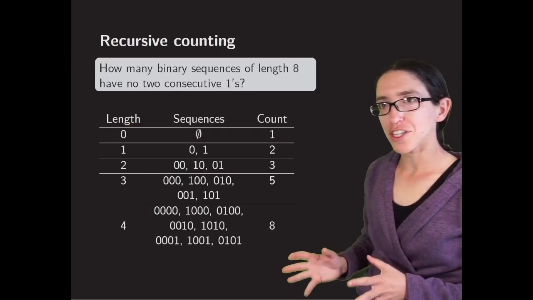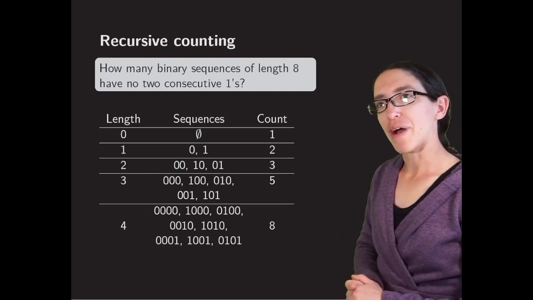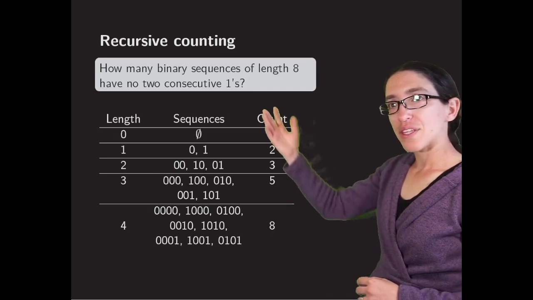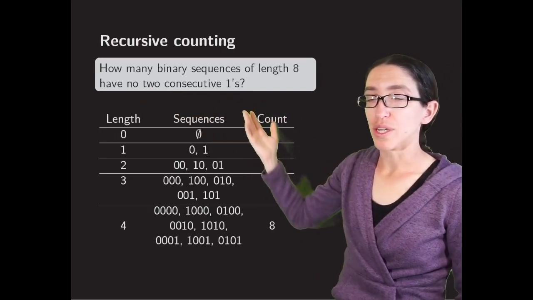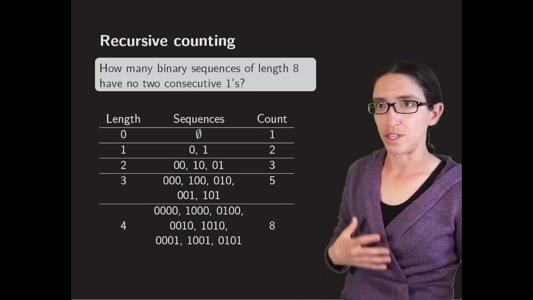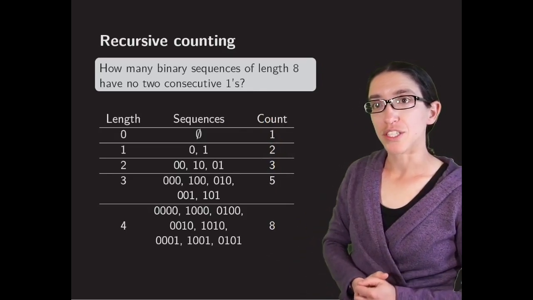Now, how are recursions used in combinatorics? So let's bring it back to a counting problem. How many binary sequences of length 8 have no 2 consecutive ones? Now, this restriction of having no 2 consecutive ones is actually not very easy to work with directly using chooses or any of the methods that we've done for binary sequences so far. Instead, we want to use recursion.